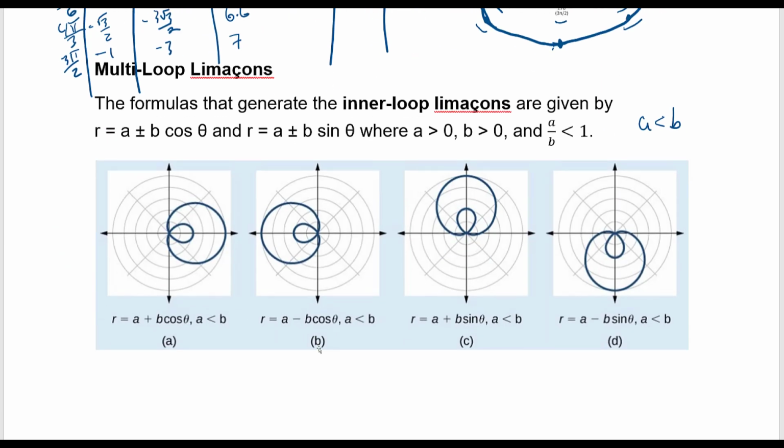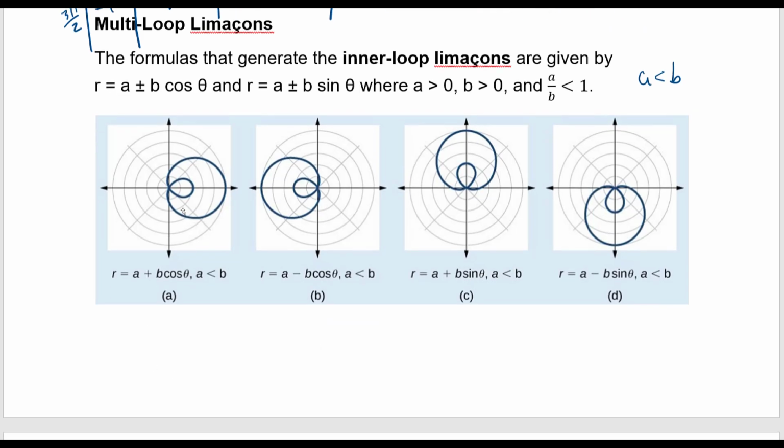Little trick I did there with algebra. Okay, so here's the case where it's r equals a plus b cosine theta. You get the inner loop. A minus b cosine theta, a plus b sine theta, a minus b sine theta.